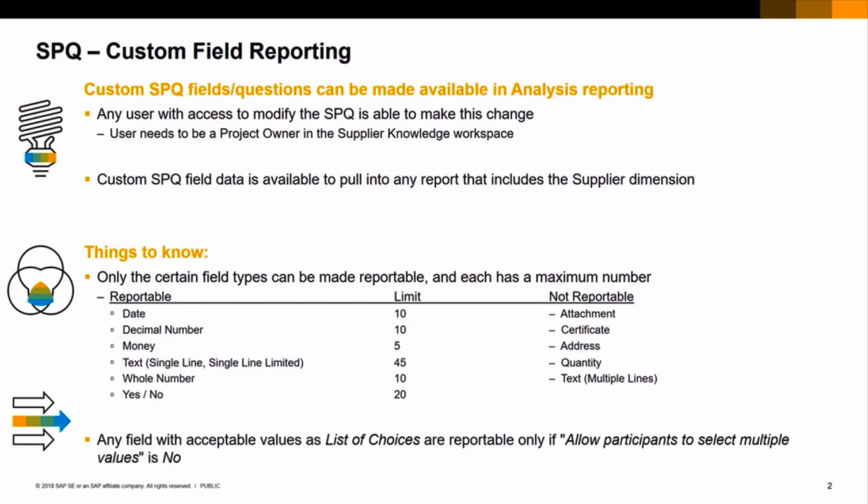In order to do that, the user would need to be part of the project owner group on the Supplier Knowledge workspace. Once a field has been set up as reportable, the data will be available to pull into any report that includes the supplier dimension.